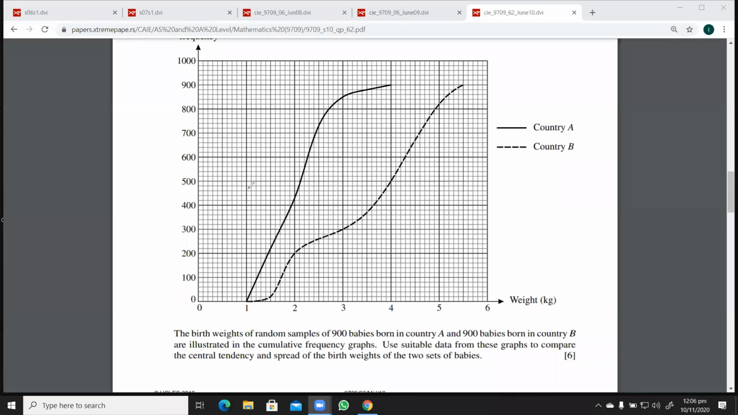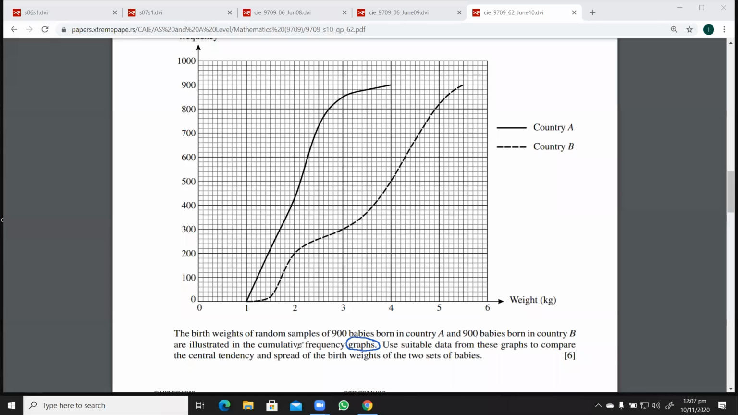Okay, guys, we have a question from June 10. It says there are two countries and 900 babies from both the countries they have weighed. And here are their weights shown in these cumulative frequency graphs. The one thing you must notice here is that when it says cumulative frequency graphs, you can still see the curves over here.